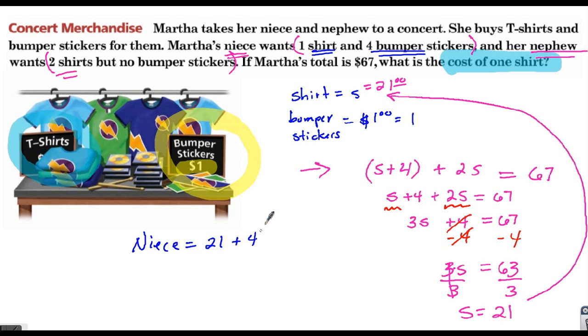Now for her nephew, I'll write nephew over here. He wanted 2 shirts and no bumper stickers. Well, 2 shirts are worth $21 each, or 2 times 21. That adds up to $42. So all we want to do is see if these two add up to $67. We're going to add the values of 25 and 42. So 5 and 2 is 7, and 4 and 2 is 6. So that means it does add up to 67. So that confirms that our answers are correct.